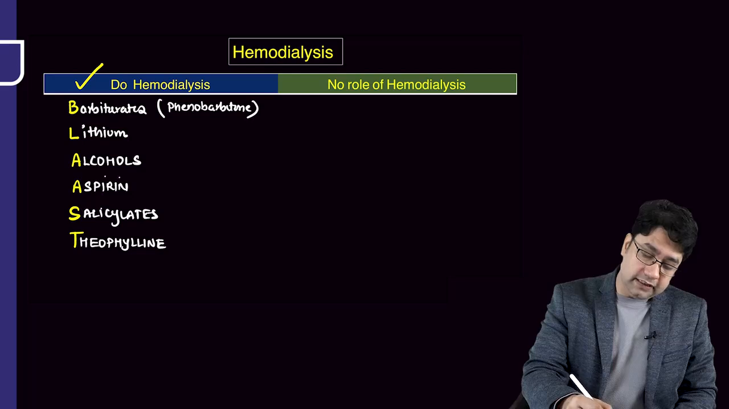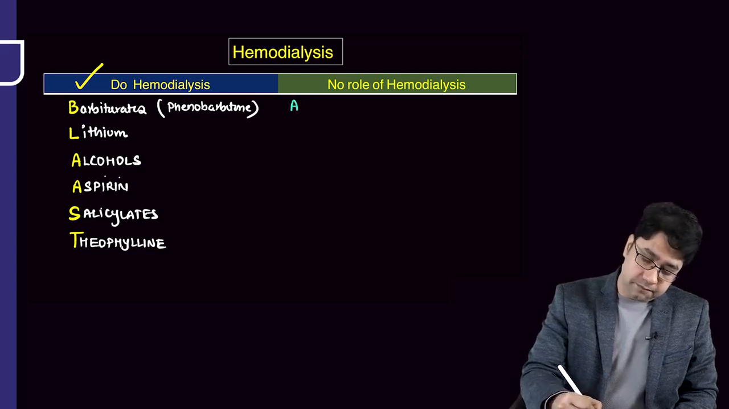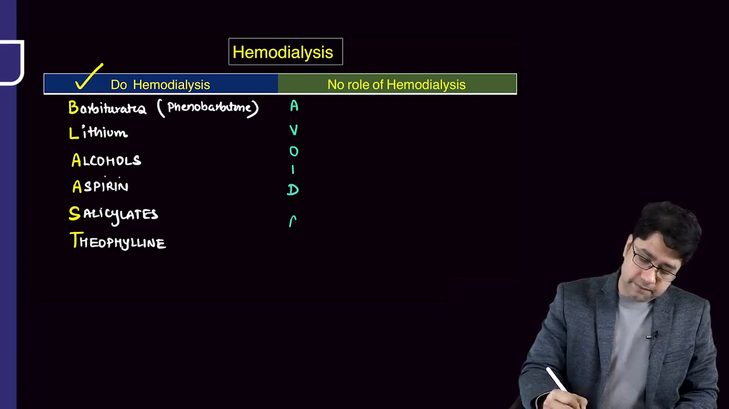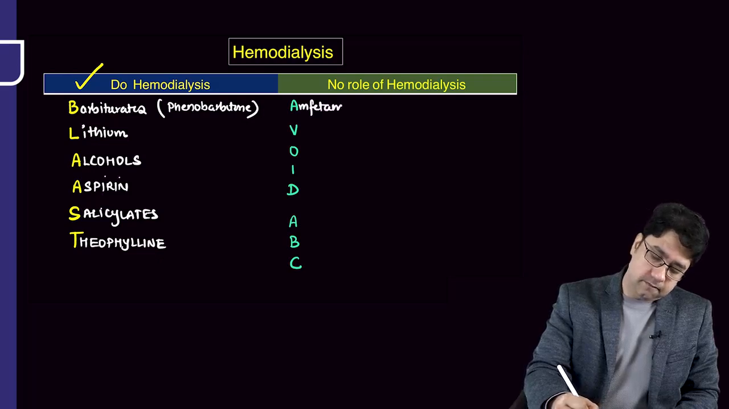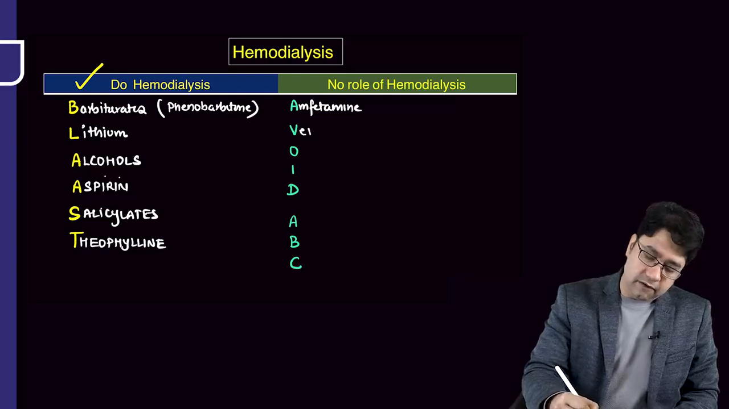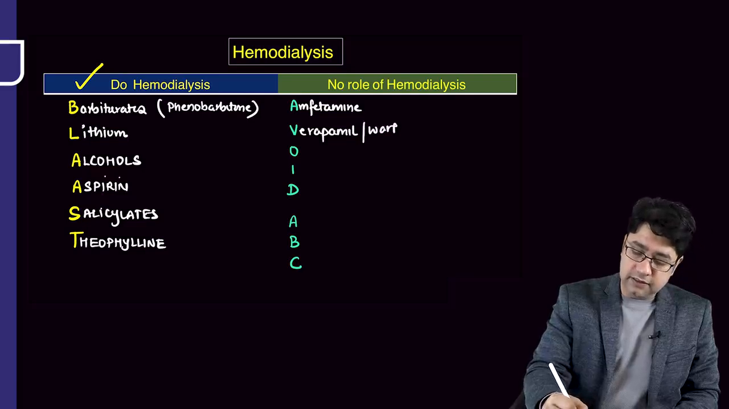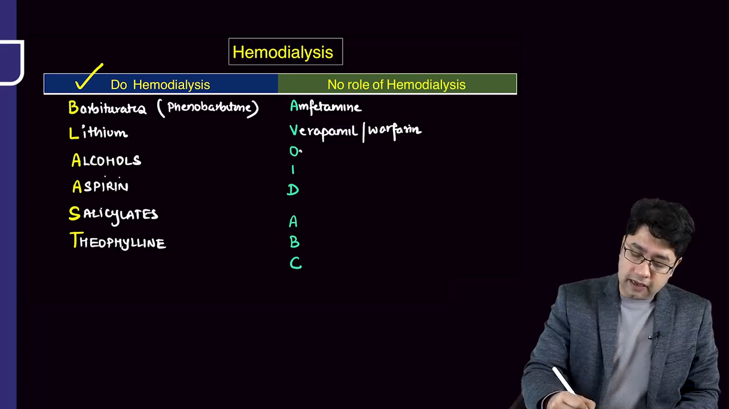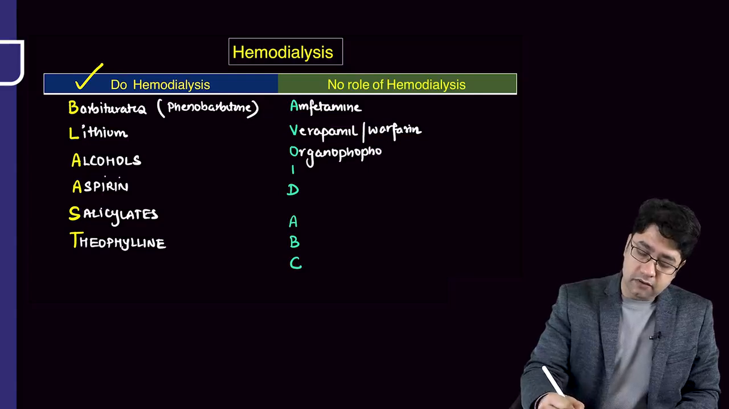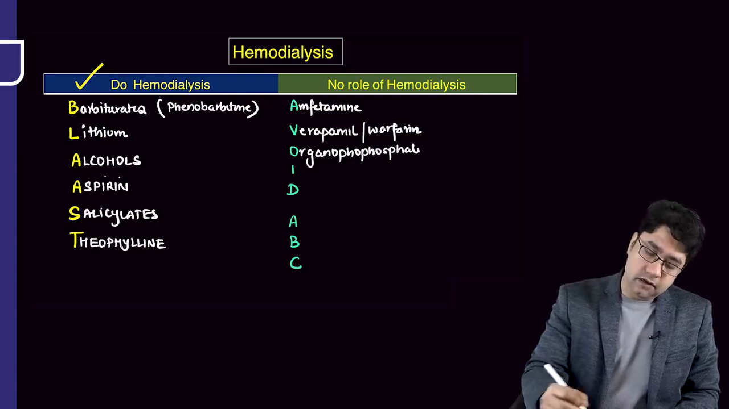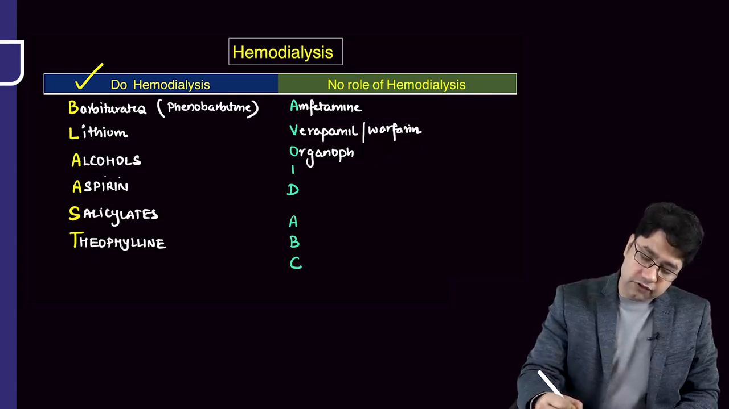No role of hemodialysis, we will write avoid ABC. A for amphetamine poisoning. V for verapamil and warfarin. We discussed the reason also. Organophosphate poisoning. Highly lipid soluble drug, very high volume of distribution. So organophosphate poisoning.